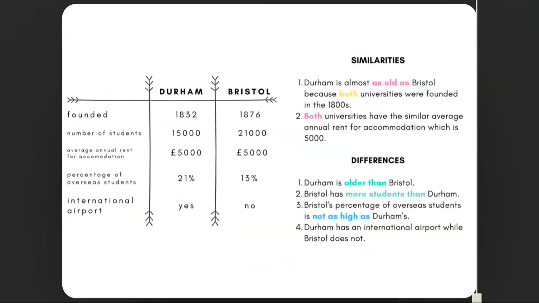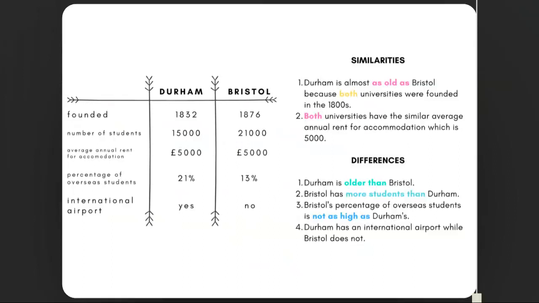Okay, so difference number three is Bristol's percentage of overseas students is not as high as Durham's, the third method of describing differences, which is "not as blank as." All right, and in that blank, you insert the appropriate adjective. Okay, in this case, "not as high as." Bristol's percentage of overseas students is not as high as Durham's because Bristol has 13% international students, while Durham has 21% international students.